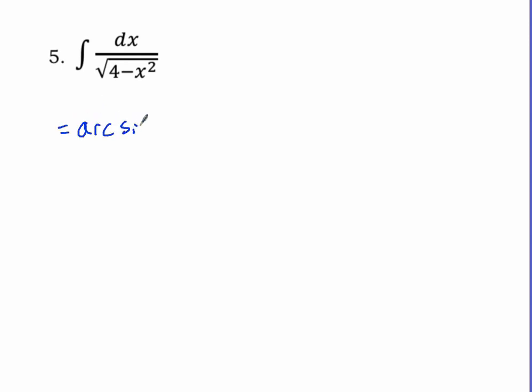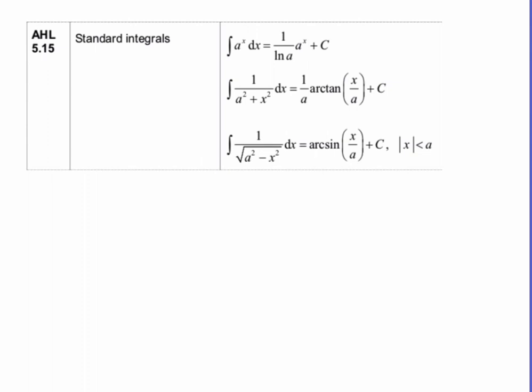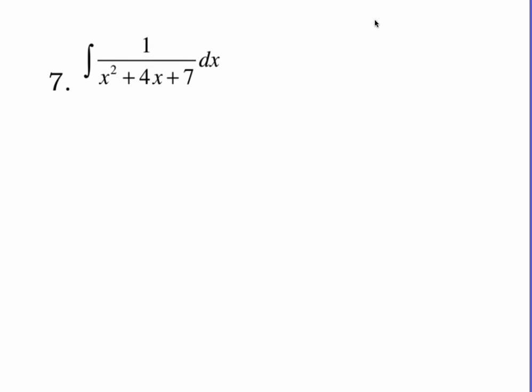It's arcsine of x over 2 plus c. And in this last example, we don't have the same format as before, but sometimes in these more complicated questions, we've got to think about how do we get the right format. So it looks like, well, there's no surd, so it can't be that one. But if we can make it look like x squared plus a squared, then we can use arctan, which we can if we complete the square, right?